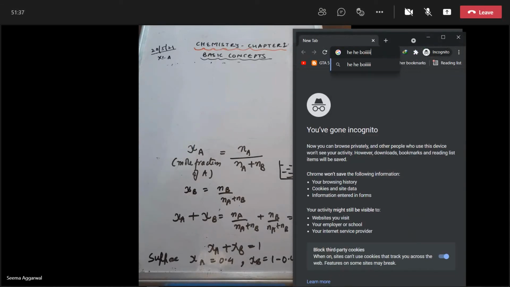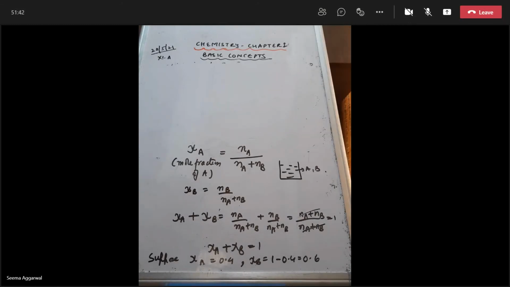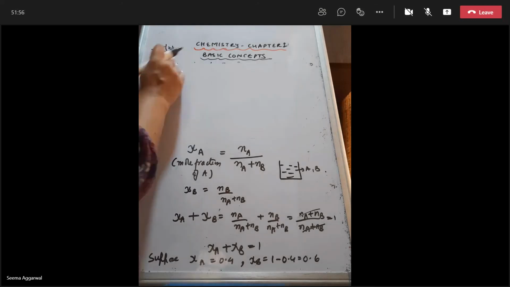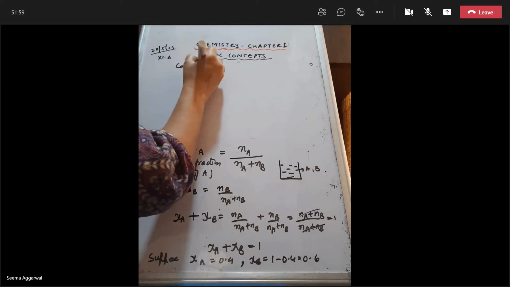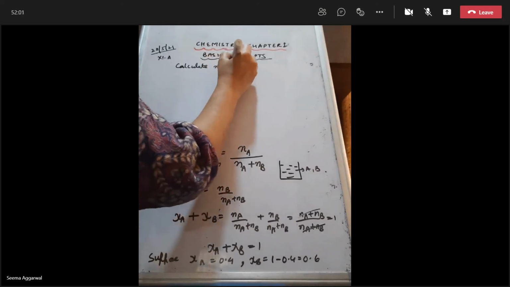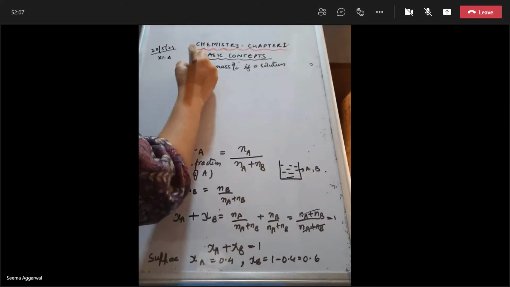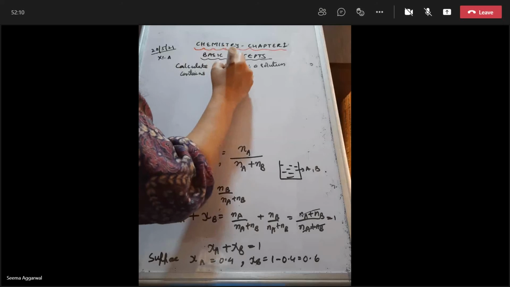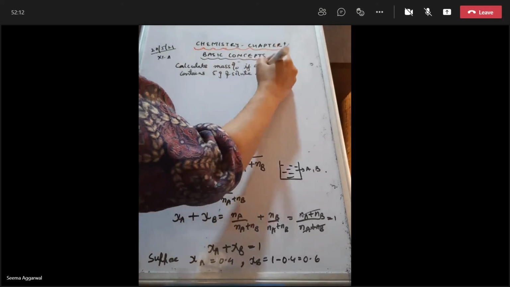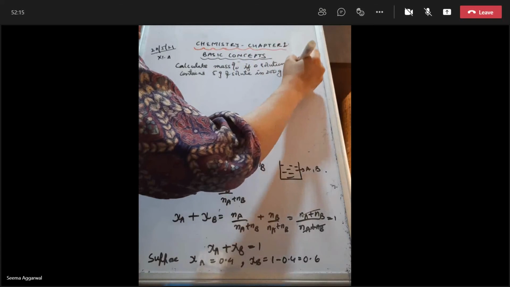Okay. Now, in NCERT there are not many questions based on this topic, so we have to take a number of extra questions. Write the question. Calculate the mass percent if a solution contains 5 grams of solute in 200 grams of solution.